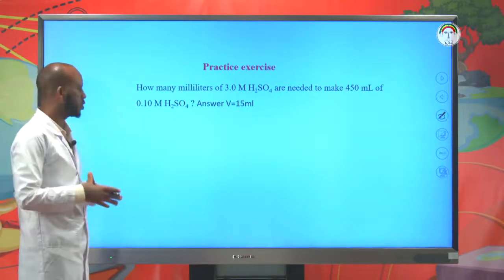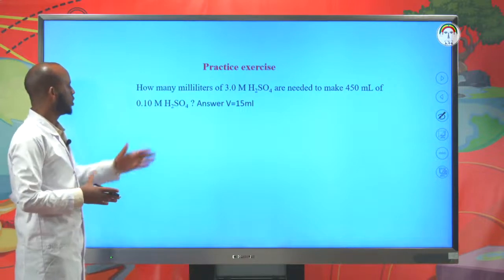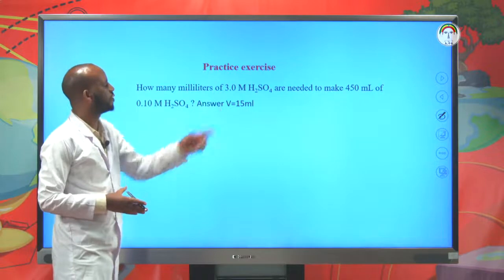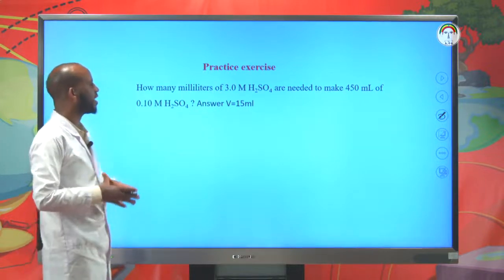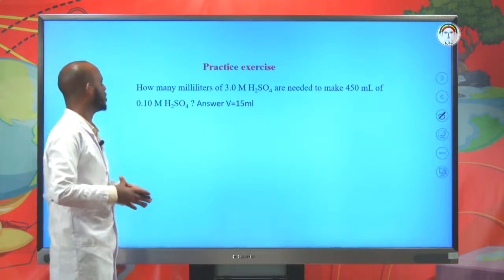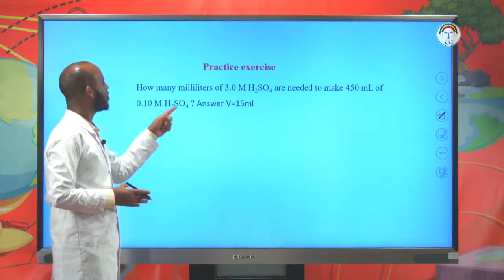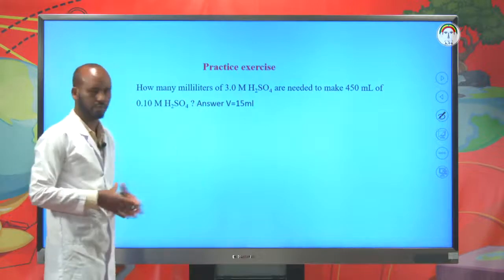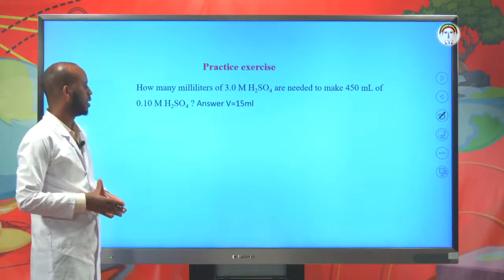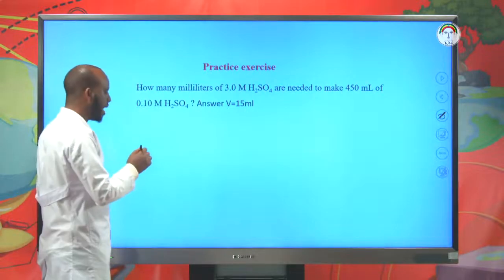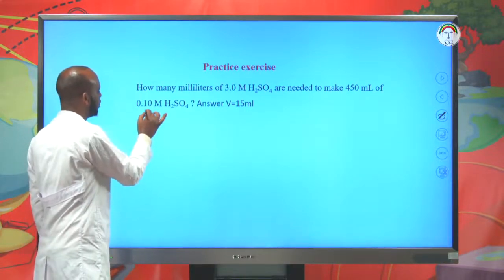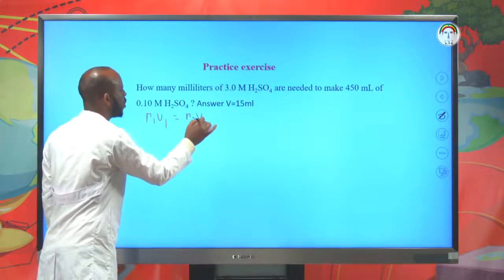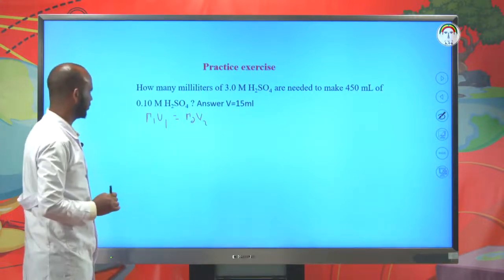Welcome back again, students. Let us do it together. How many milliliters of 3 molar sulfuric acid are needed to make 450 milliliter of 0.1 molar sulfuric acid? Now this is dilution. Therefore, from the dilution equation, we have molarity 1 times V1 equals molarity 2 times V2.